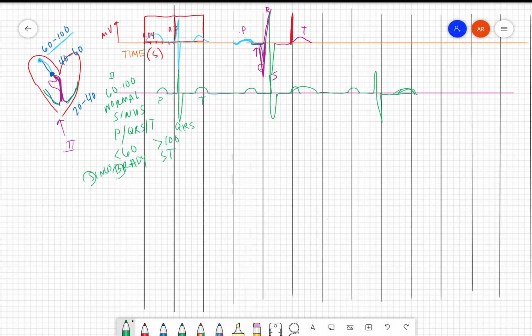The easiest way, quickly, to glance at it when you're in the rig, the easiest way to identify that is just by counting out the 6-second strips. Your monitor is probably going to give you the heart rate. Okay, so that's how we identify that.